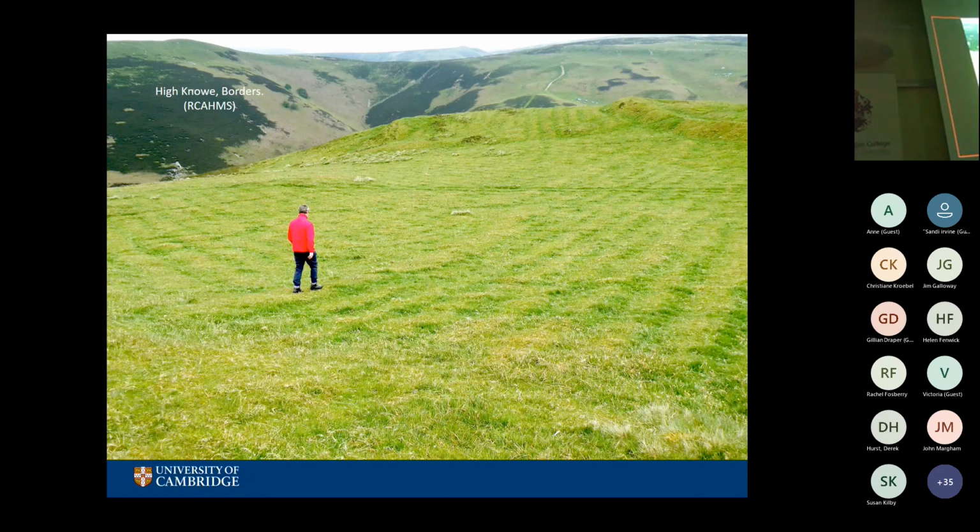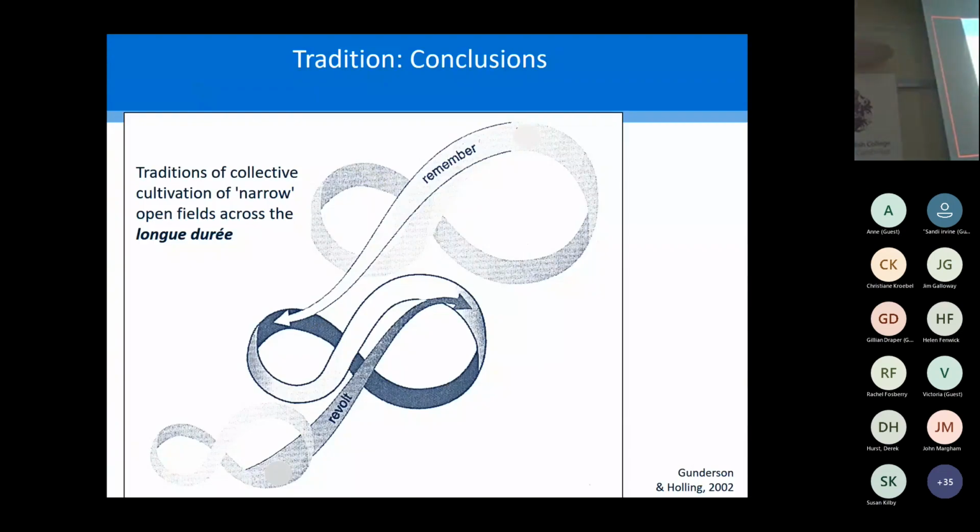I'm not saying everybody put all their arable into these fields. I'm saying that there is evidence for them alongside fields and holdings farmed in severalty. So from the point of view of tradition, we have a long tradition of collective cultivation across at least 3 millennia, or 2 millennia, say if you go up to the Norman conquest.